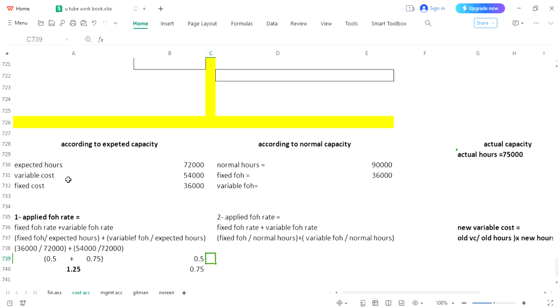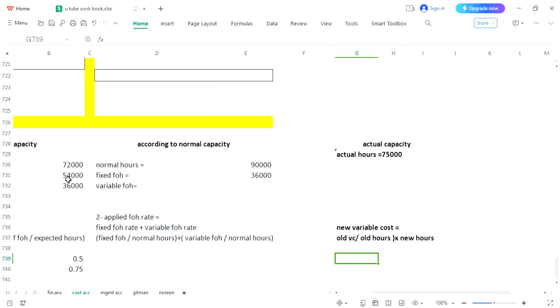We will take it as old hours. 54,000 variable cost, divided by old hours. Expected hours were 72,000, and we need to calculate according to normal capacity. Hours are 90,000, so you multiply it with 90,000. In this way, we have completed our statement. Please note it down carefully.